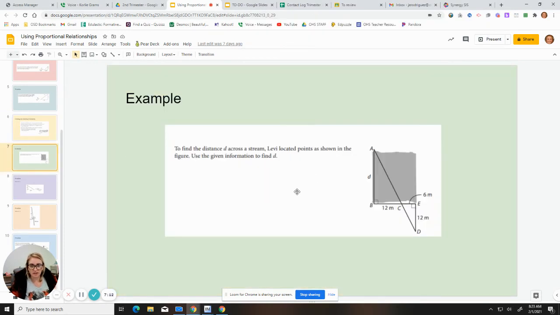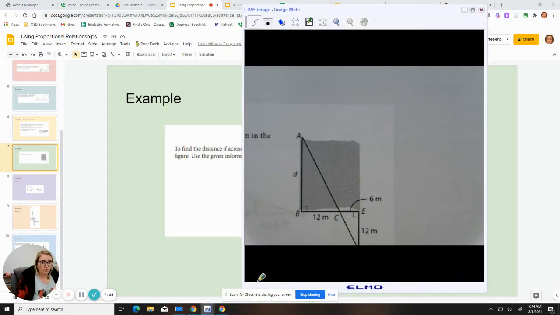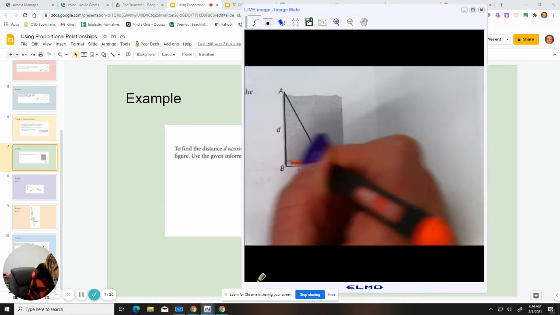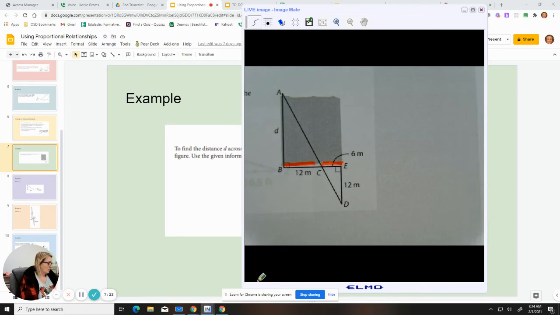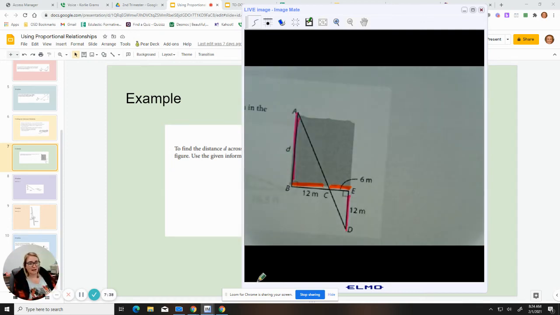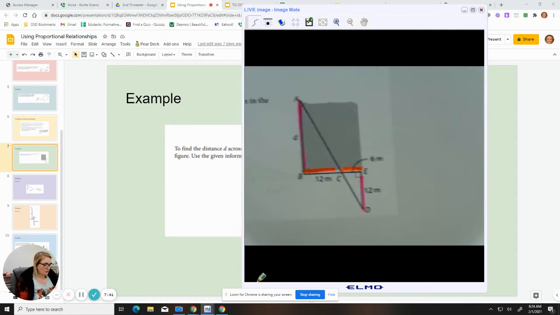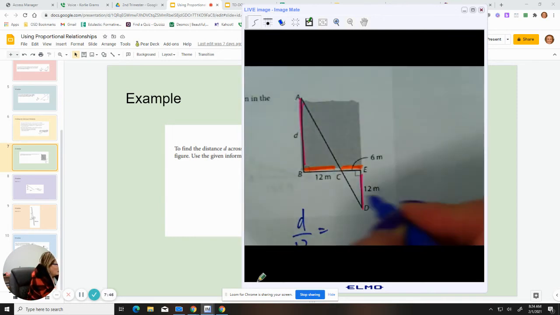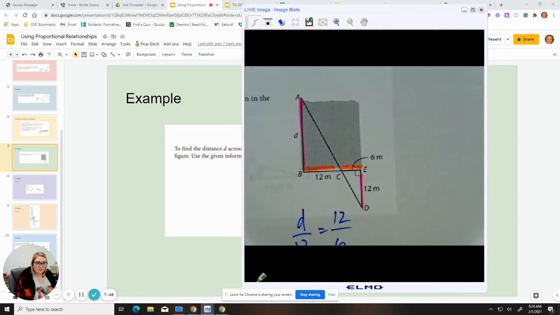All right, so let's look at this one. Again, this one is a little bit different of a format. Still the exact same process once we figure out what it is that we're looking for. So we should notice that 6 and 12 are our bases, and D and 12 are our sides, or our legs, whatever you want to call them, so that we would say D over 12 is equal to 12 over 6.